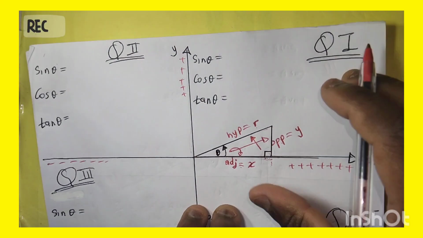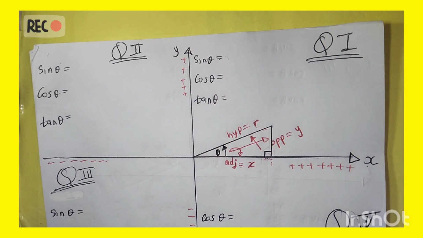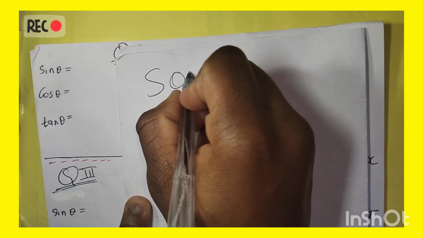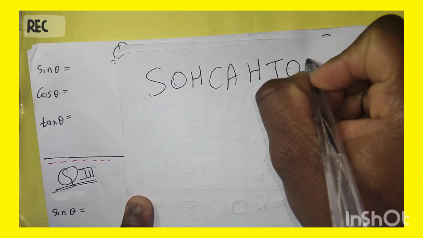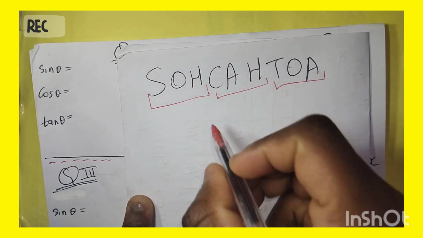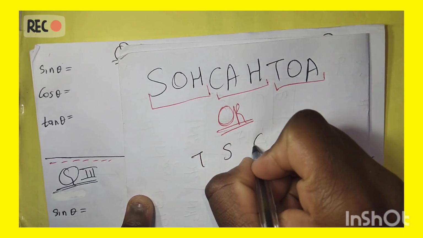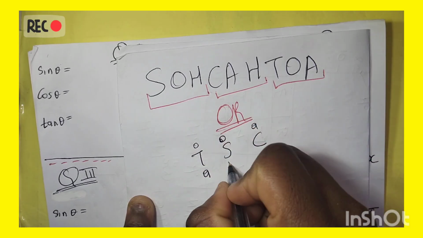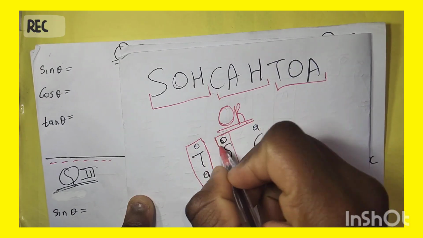Now let me apply trig ratios here. For you to apply trig ratios, just remember your SOHCAHTOA. If you don't know the spelling of SOHCAHTOA, I'll give you another way, T-O-A. I hope the spelling is correct. If you don't know the spelling of SOHCAHTOA, just apply what you call TSC: T, S, C, then A-O-O, and here H. These letters tell you everything that you need.